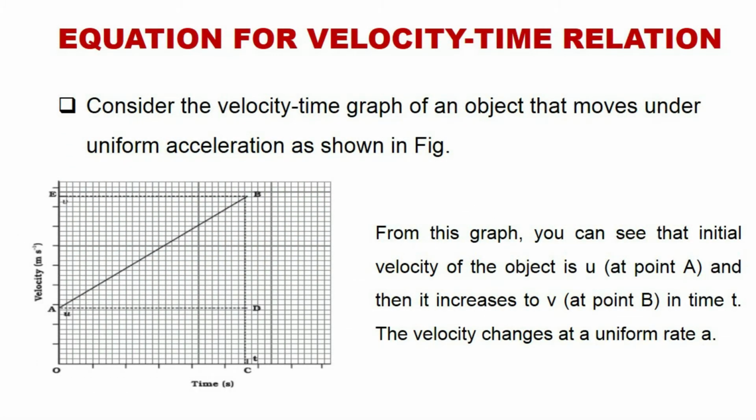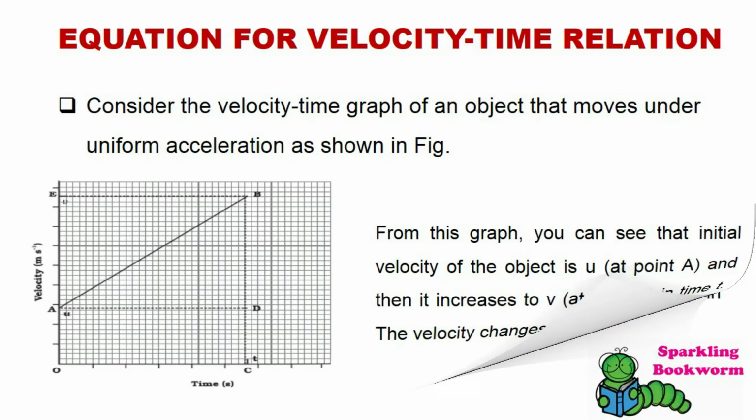Equation for velocity-time relation. Consider the velocity-time graph of an object that moves under uniform acceleration as shown in the figure. From this graph, you can see that initial velocity of the object is u, at point O, and then it increases to v, at point B, in time t. The velocity changes at a uniform rate a.